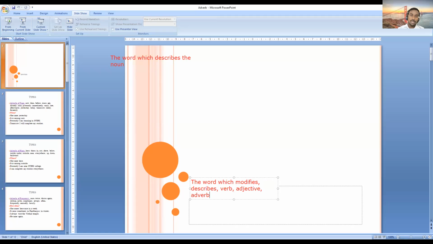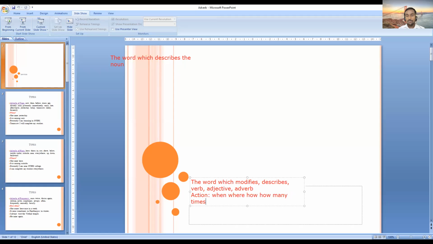So what is an adverb? An adverb is the word which describes, which modifies, which tells more information about what? About the verb, about the action. In other words, adverb talks more about the verb, more about the action. It talks about that particular action: when it takes place, where it takes place, how it takes place, and how many times.